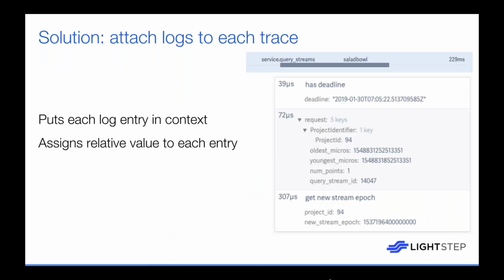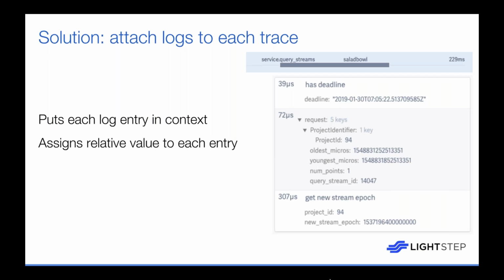And the solution here, maybe not surprisingly, since we're talking about tracing, is to attach those logs to the traces themselves. What that means specifically is that in addition to starting and finishing these spans just as timed events, we also think of that span as a sink for sending logs to. That puts each log entry in context. Here I've got an example, an operation that we use internally called query streams, and these are some log entries that we've found useful in our own debugging.